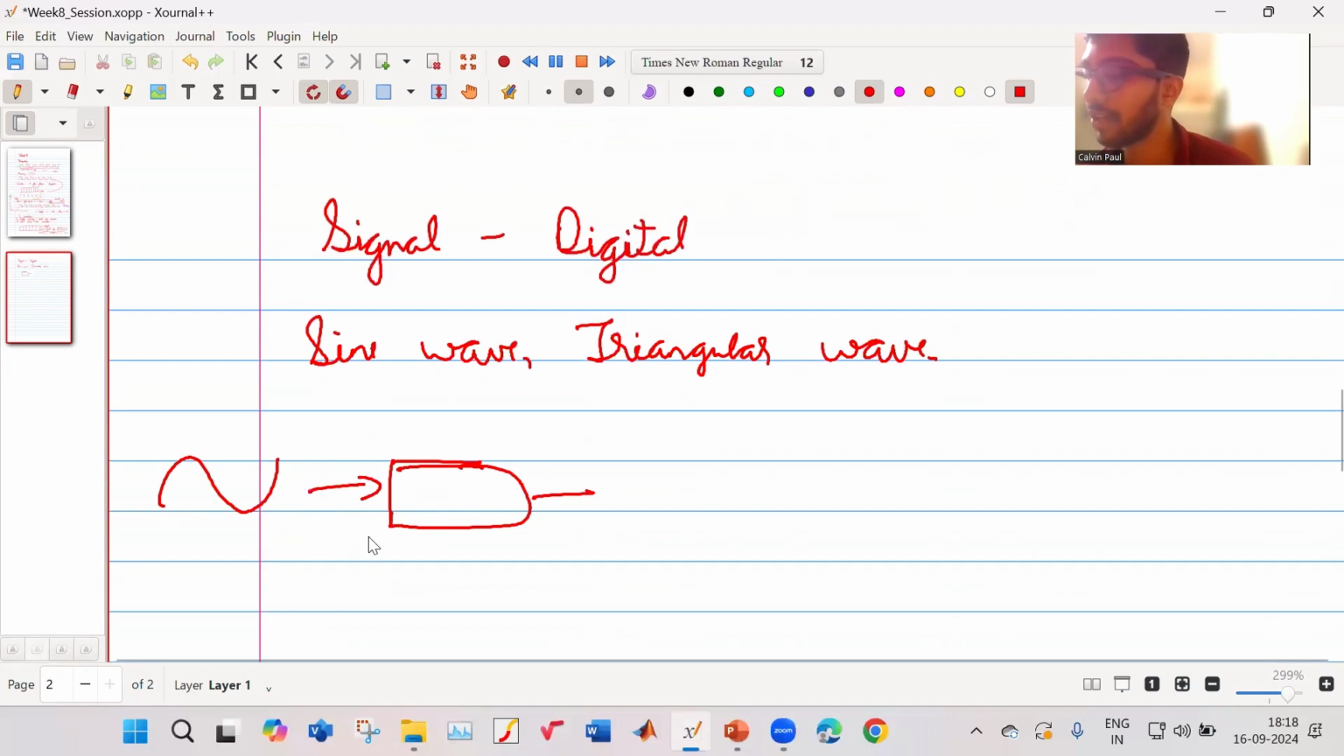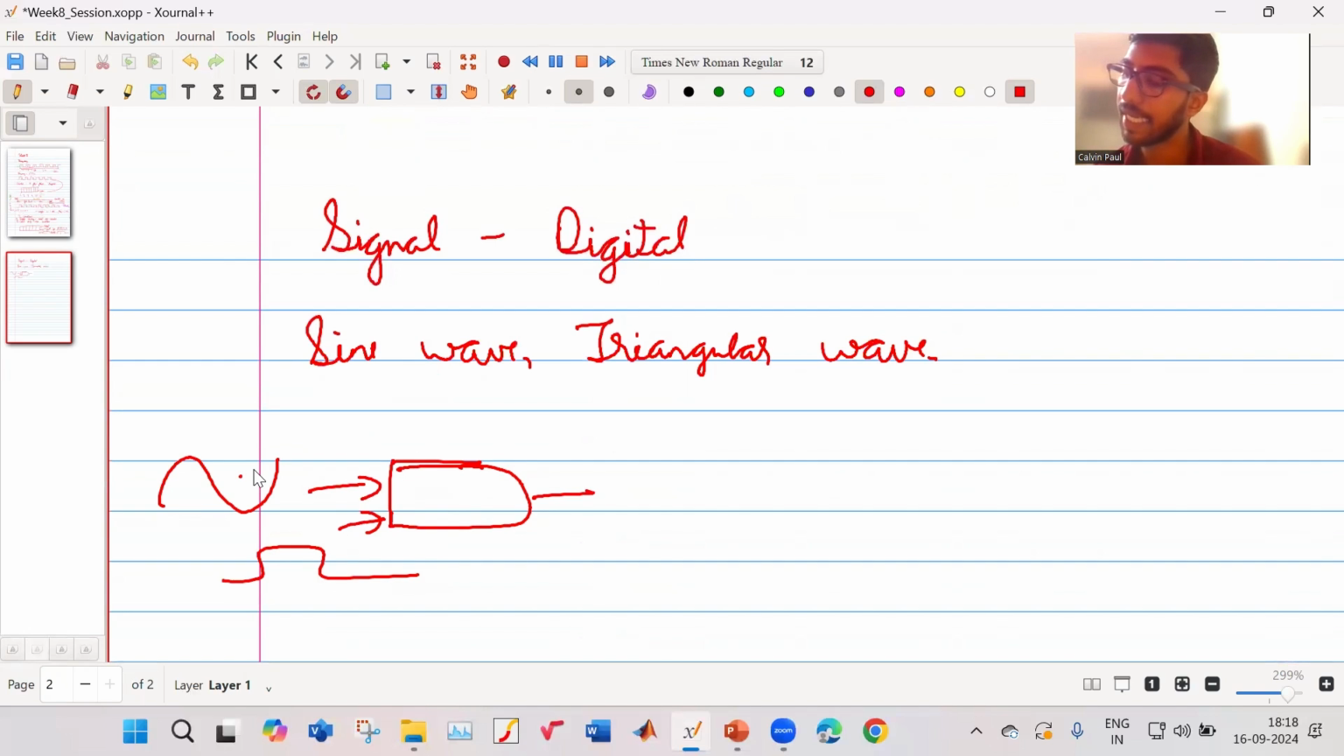You cannot give a sine wave as an input with your enable signal like this. You have to convert the sine wave into a digital signal, and then you can give it as an input to your AND gate. So what will be used to convert a sine wave into a digital signal? Can anyone tell me?